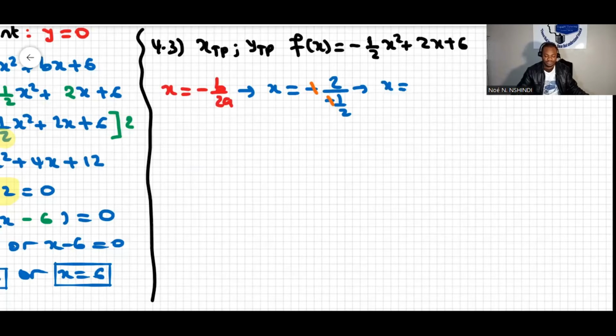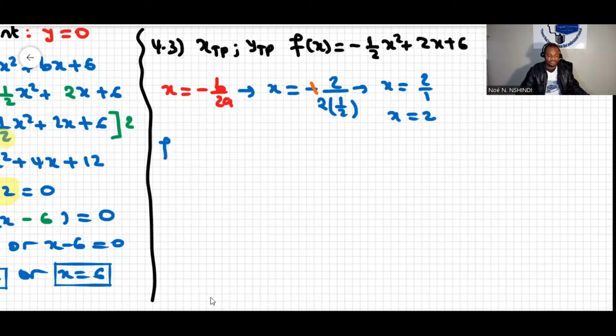Actually, I missed writing 2a. Sorry. a is -1/2, so 2a is 2 times 1/2, which will make 2 over 1, which is just 2. So x is equal to 2. Now that we found the value of x, we can substitute its value in the function itself.